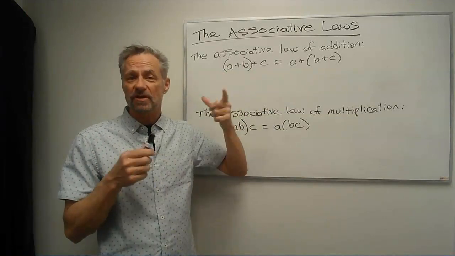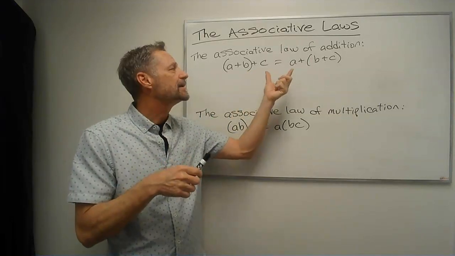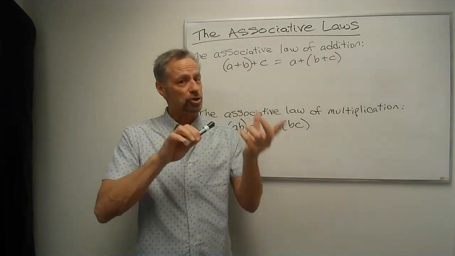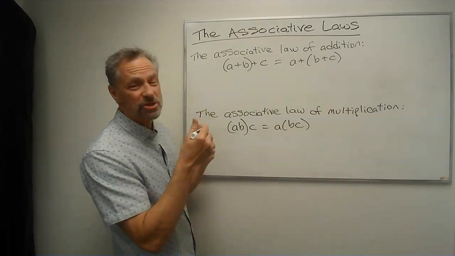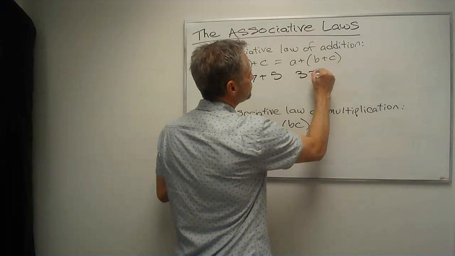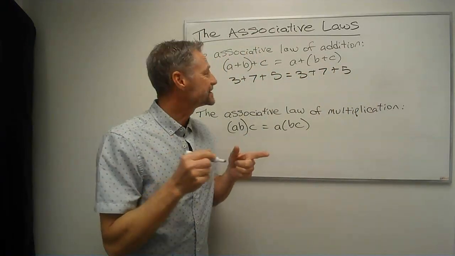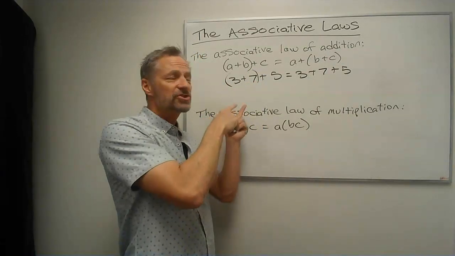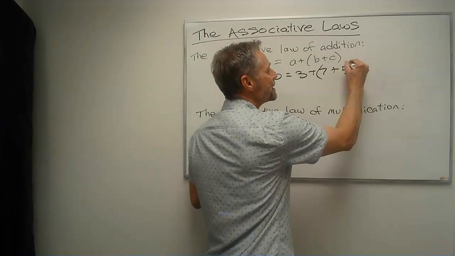So the associative law of addition says (A + B) + C is the same as A + (B + C), where we group the B plus C in parentheses. So I'll show you how this works with an example. Say we have the numbers 3, 7, and 5. The associative law says, hey, if I group the 3 plus 7 first versus grouping the second group, the 7 plus 5, I'll get the same answer.